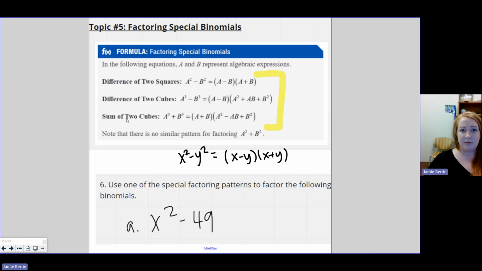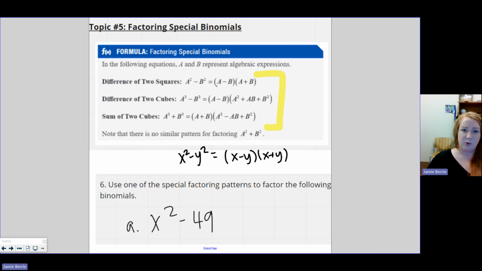All right, so three different special factorizations. Make sure you're writing these down if you don't have the notes printed out. The first one is a difference of squares. Then we have a difference of cubes, and then a sum of cubes. Squares and cubes refer to what exponent is being used. A square has the exponent of 2. A cube has the exponent of 3.